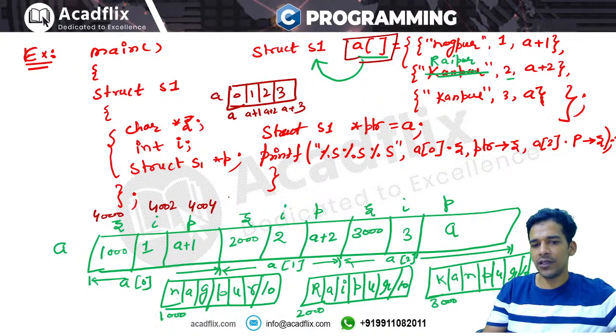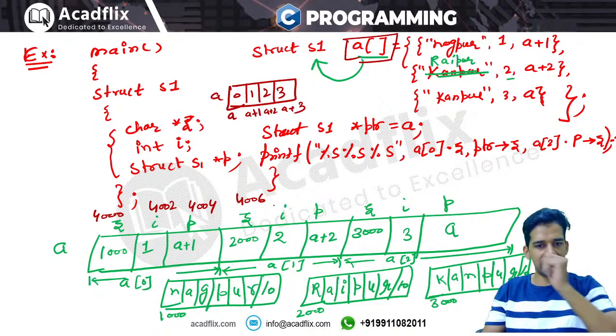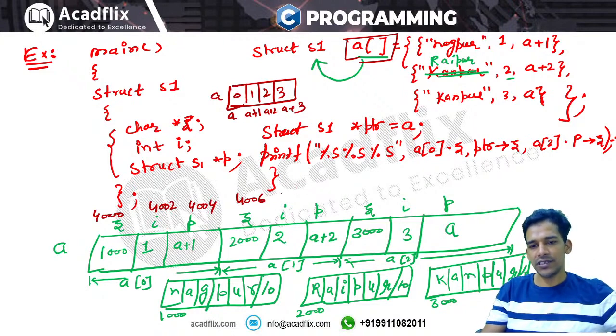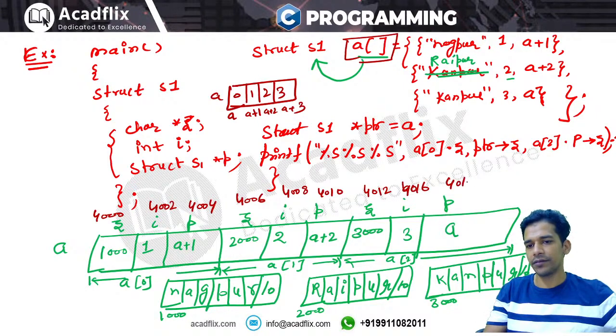So this will start from the location 4006, then this will be having 4008, then 4010, right? This is having the address 4012, 4016, 4018. Or you can say it this way: the address of the first structure is A, right? This is A, then this second structure is A plus 1, and the third structure is A plus 2, right?